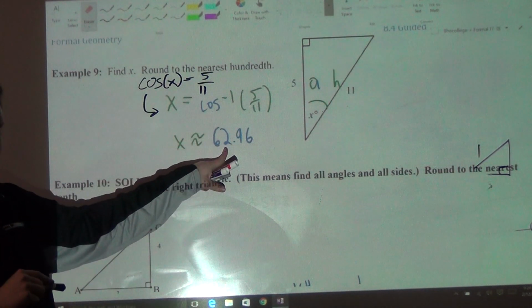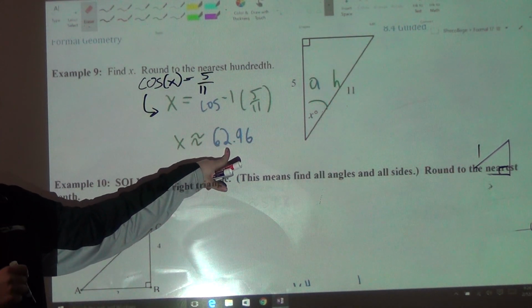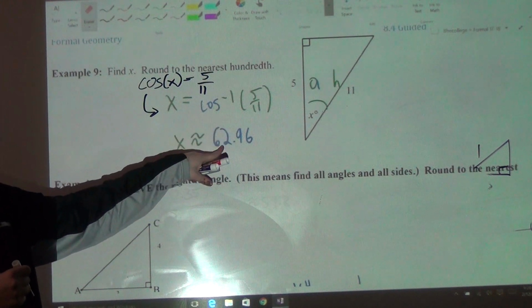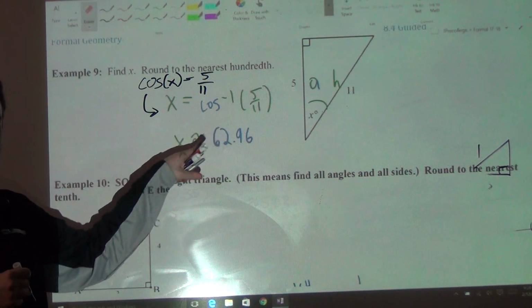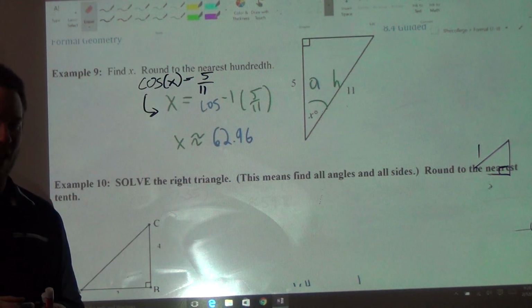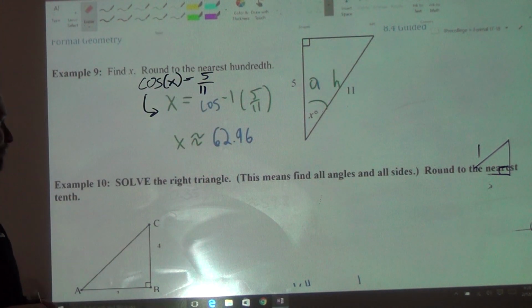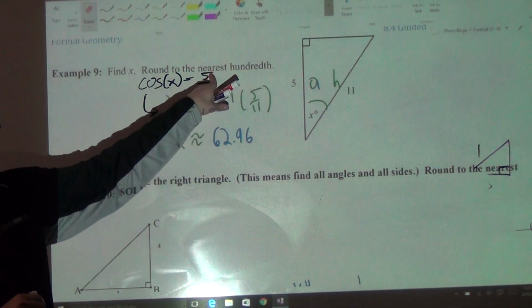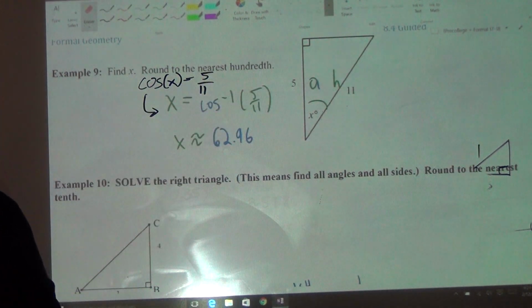If you just give me this answer and it's correct, good job. If you give me this answer and it's a little bit wrong, and I don't see anything that looks like this or like this, and I don't know what you're thinking, I can't give you any points. Head number 9 for free. 62.96, and the instructions say round to the nearest hundredth.